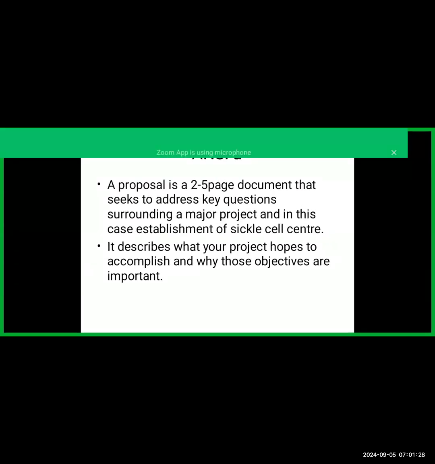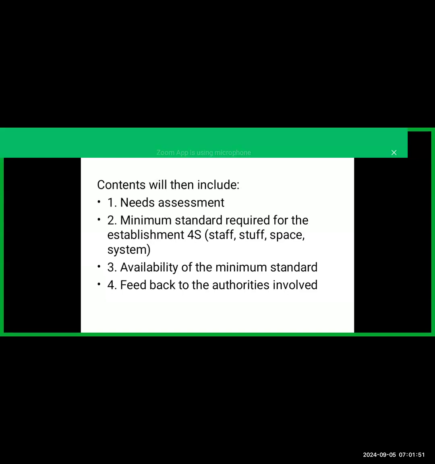A proposal is a 2 to 5 page document that seeks to address key questions surrounding a major project. In this case, it is the establishment of a sickle cell center in my facility. It is to describe the project scope and establish why those objectives are important. Therefore, the content of the proposal will include needs assessment, minimum standard required for the establishment of the facility, availability of the minimum requirements, and feedback to the authorities involved.